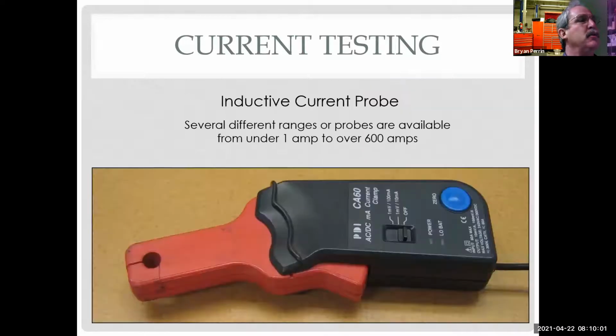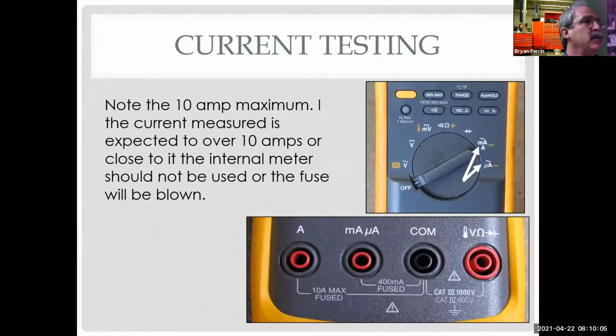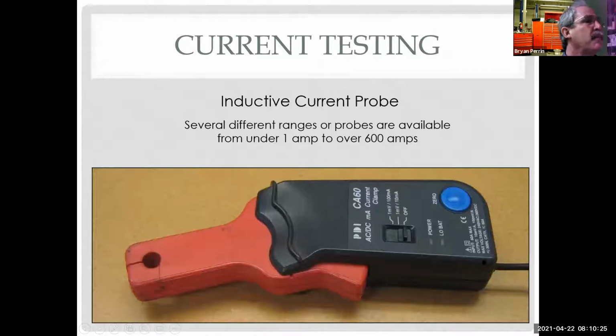Now, if I'm going to use an inductive clamp, I'm not going to use the amp setting on the meter. I'm going to use the volt setting on the meter. So I'm going to plug my amp clamp into the common and the volts, unless you're using something very specific that tells you to do it differently. But you're going to plug it into common and volts, which is how everyone I've ever seen works.